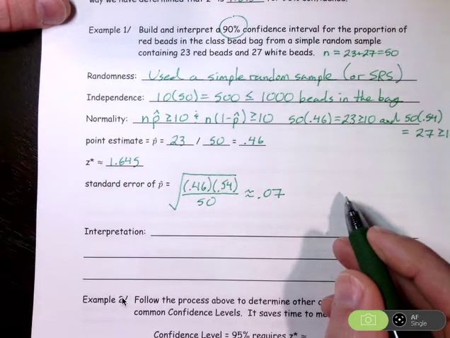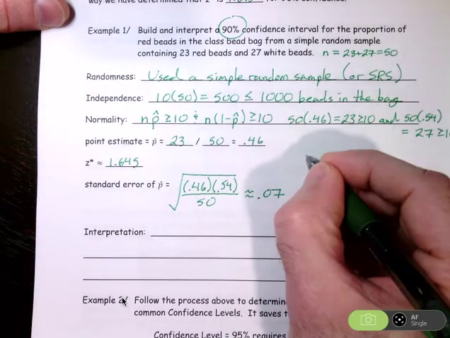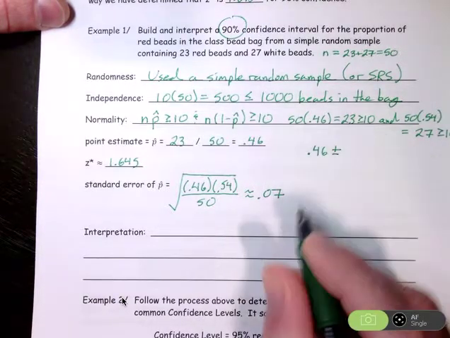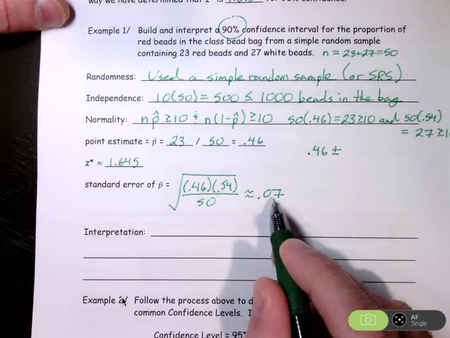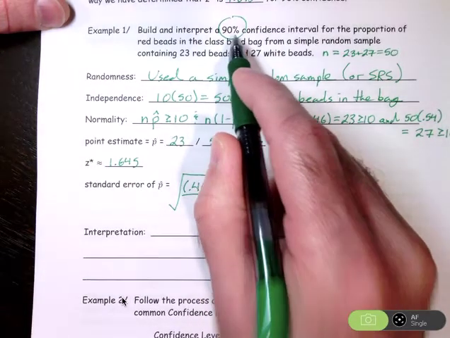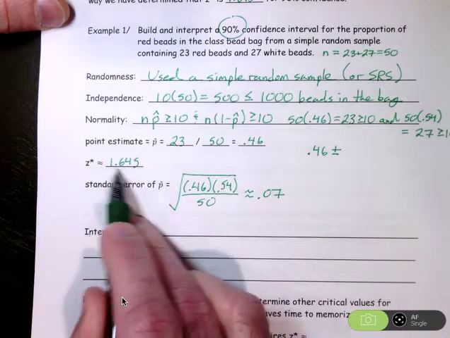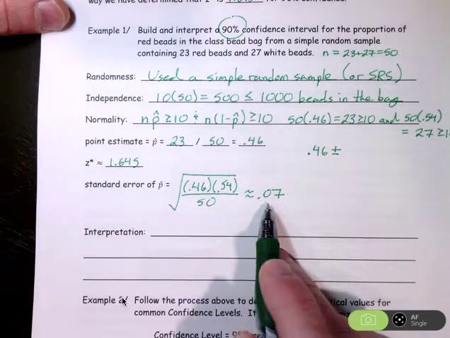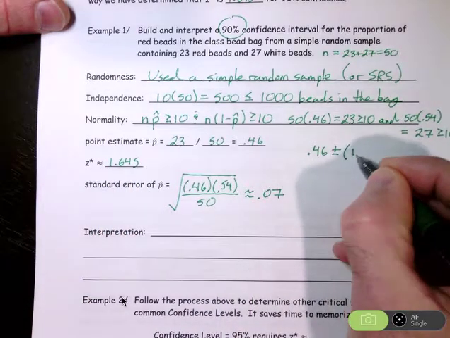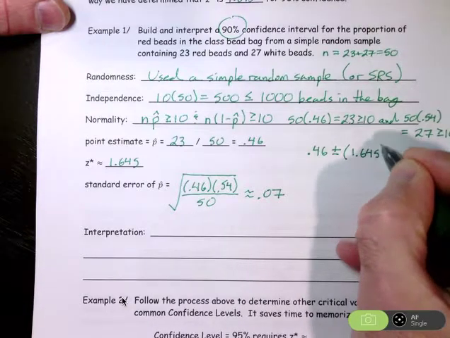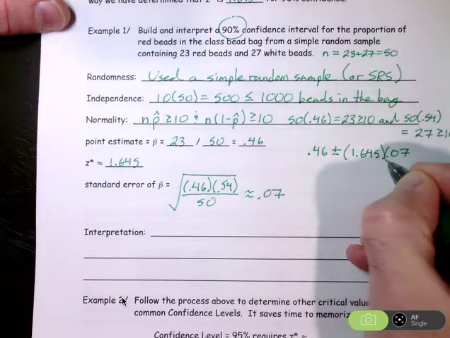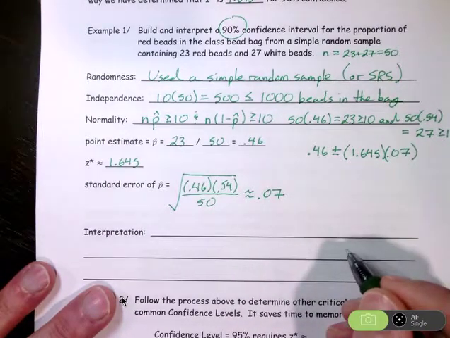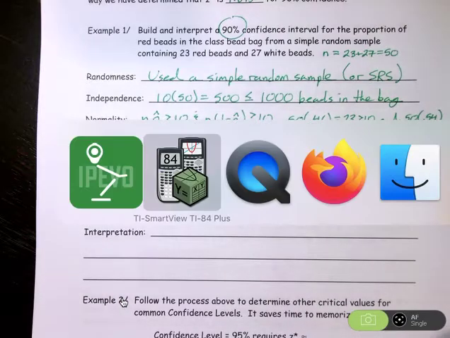Every confidence interval is made the same way. We start with our point estimate, and then we add and subtract the margin of error. Because this is a 90% confidence interval, the margin of error is made by using 1.645 of my standard errors. This is the critical value times the standard error. My critical value is 1.645, and the standard error is 0.07. I can use that to calculate my lower boundary and my upper boundary. So let's do that on the calculator.